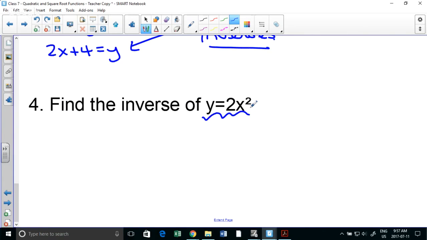We're going to do the same thing. It's still a rule. It's a little bit more complicated, but it's still a rule. So I have y equals 2x squared. To find the inverse, I switch them. Okay?